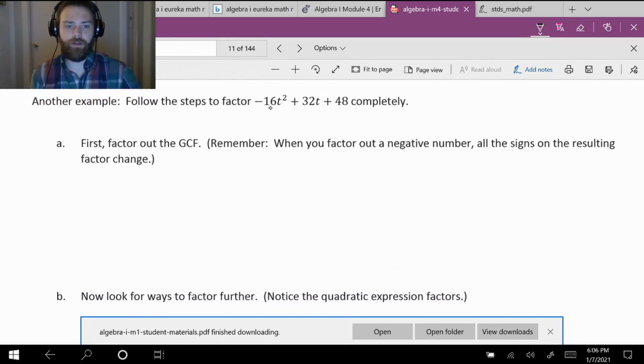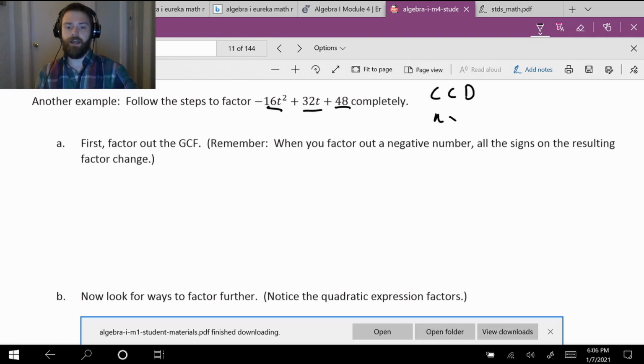Take a look. I've got negative 16t squared plus 32t plus 48. My a term is no longer 1. It's negative. So that means I know my quadratic is concave down. And the reason why it's concave down is because a is less than 0. Namely, my a term is negative 16, so that's less than 0.